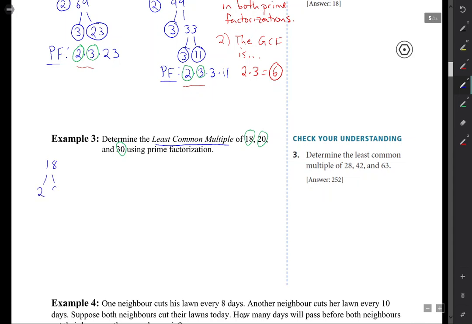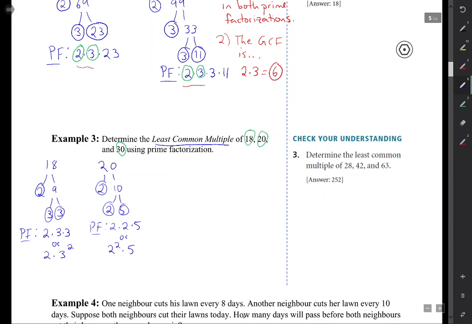So 18, we're going to do 2 and 9. And 9 we can break up into 3 times 3. So there's our prime factorization: 2 times 3 times 3, or 2 times 3 squared. Then we can take 20, break it up. Let's do 2 times 10, or break that 10 up into 2 times 5. So the prime factorization is 2 times 2 times 5, or 2 to the power of 2 times 5.